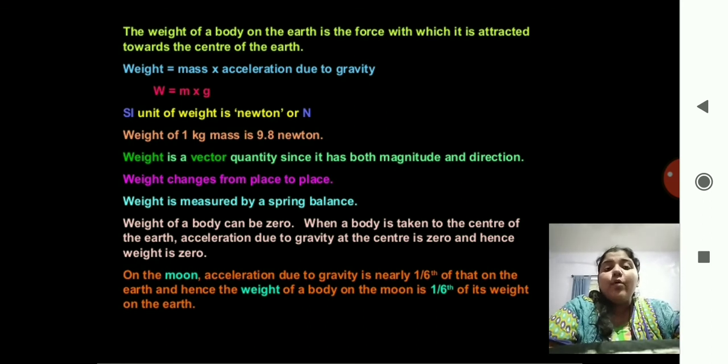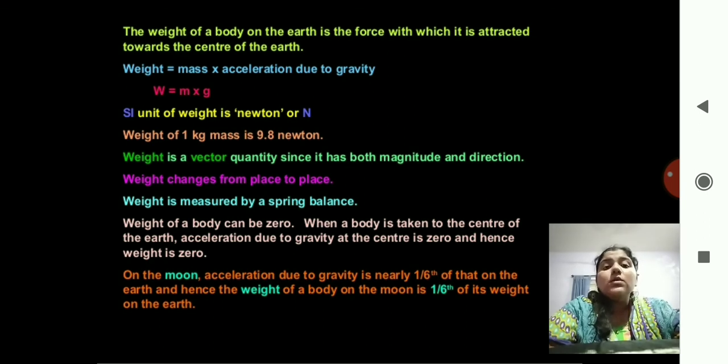Weight of a body can be zero when the body is taken to the center of the earth. The acceleration due to gravity at the center is zero, hence the weight will also be zero. Why does everything depend only on the acceleration due to gravity? Because there is a multiplication sign over there. If gravitation becomes zero, everything will be zero. Remember this: the closer you go to the earth's center, the weight will be more, and the farther you go from the earth's center, the weight will be low.